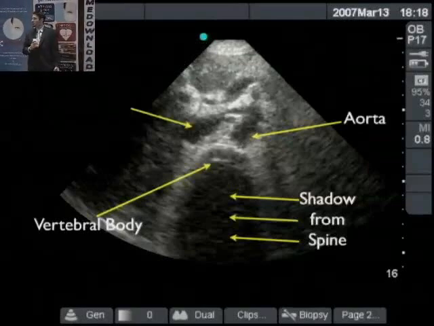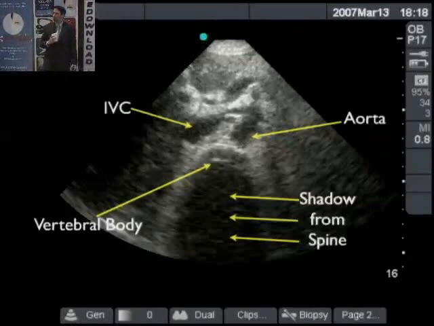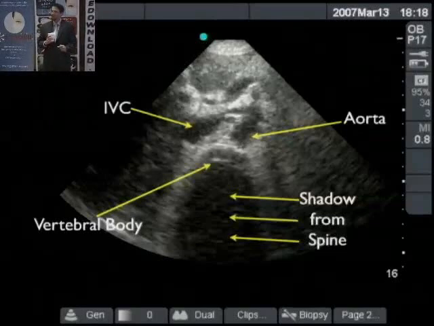And that makes this the IVC. Okay, notice the IVC has a little bit of a collapsed looking shape here. It's not quite as round. The pressures are considerably less in the IVC, and so it can collapse. And it will have that respiratory variation that Sarah mentioned.